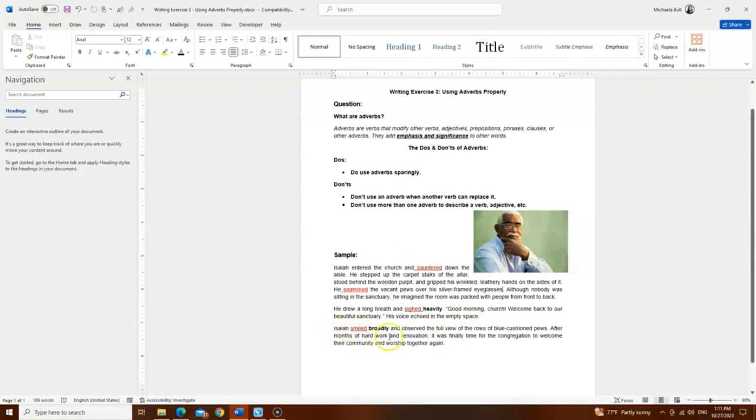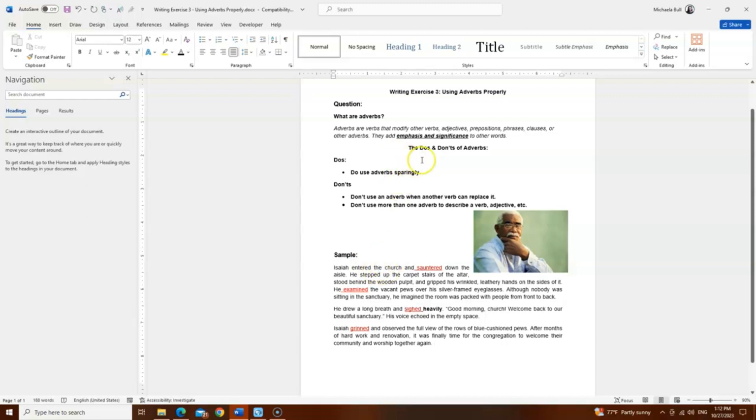And in the last line, or part of this sample, we have Isaiah smiled broadly. Instead of putting smiled broadly here, we could use another single verb and just put Isaiah grinned. There. This is just an example of how you can remove adverbs from your writing by using other verbs in place of them.